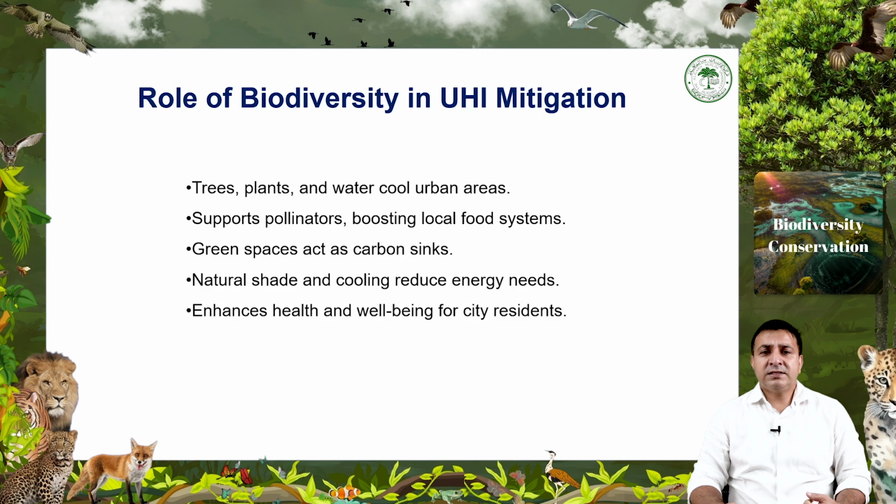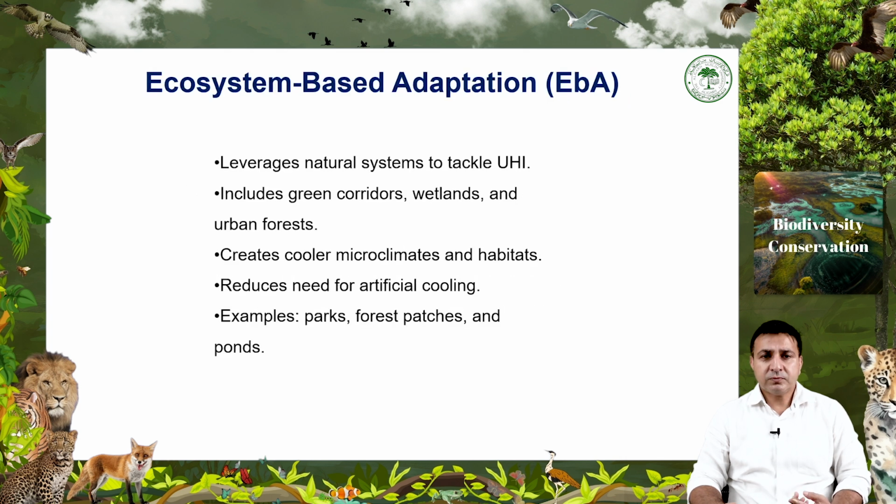Biodiversity is a natural urban heat island solution, as trees and green spaces lower temperatures through shade and transpiration. These areas attract pollinators, support urban agriculture and green species sustainably, as green spaces also act as carbon sinks, thus balancing emissions. Thereby, enhancing biodiversity in cities improves air quality and also reduces energy demands.